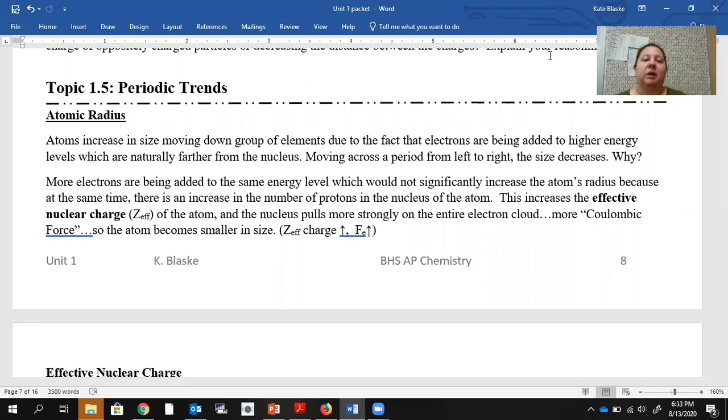So we've got a couple main periodic trends that we're going to talk about. We're going to talk about atomic radius, we're going to talk about ionization energy, and we're going to talk about electronegativity. So first off, we'll talk about atomic radius.